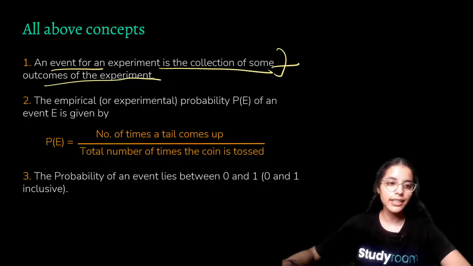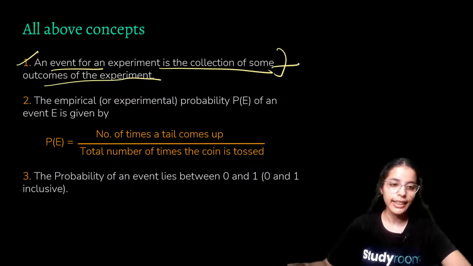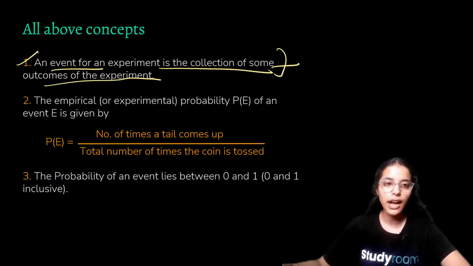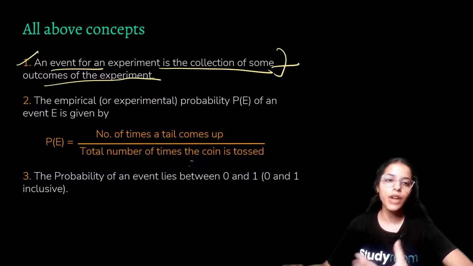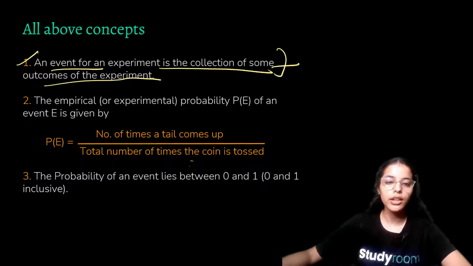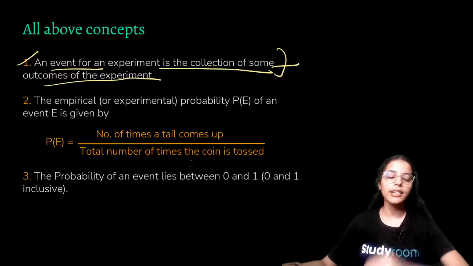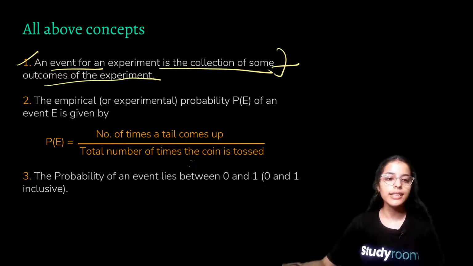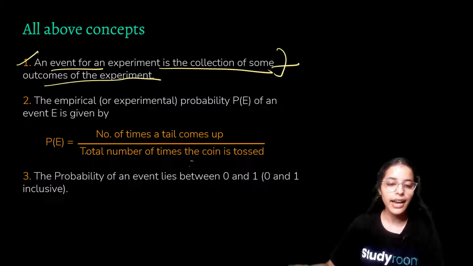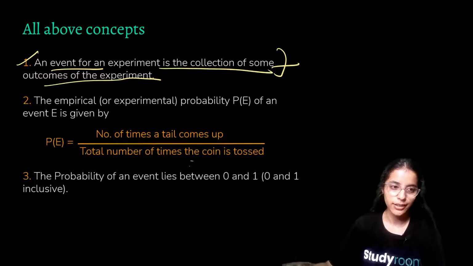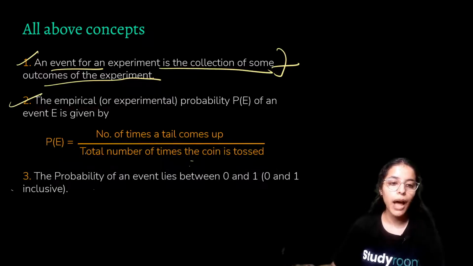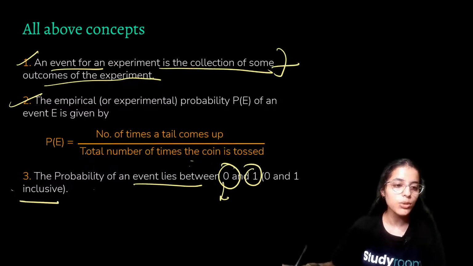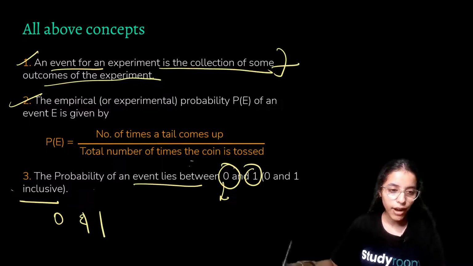The next thing that we have learned is the formula to find the probability, which is given by the number of times our event has occurred divided by the total number of trials that have been done. So in tossing a coin, if our desired outcome is tail, we can say it is the number of times the tail has come up divided by the total number of times the coin is tossed. The third part is that the probability of an event always lies between 0 and 1, inclusive, meaning it could be 0 or 1, right?